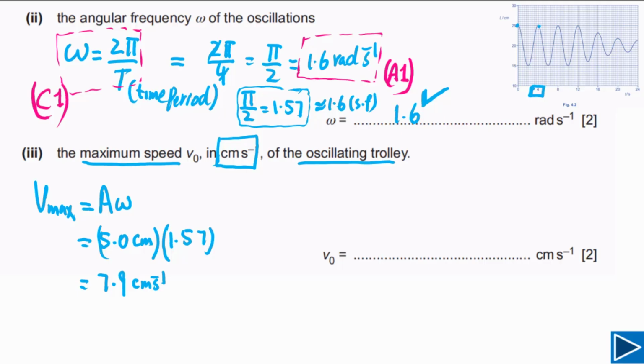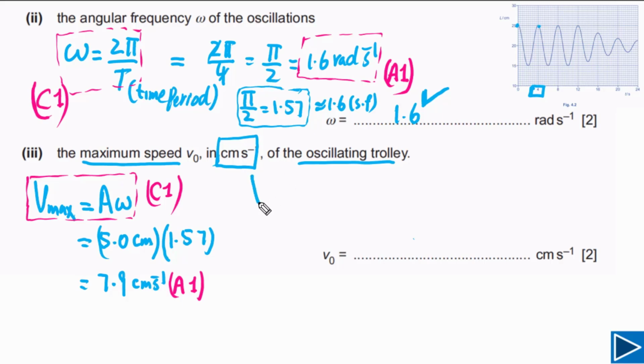The first mark is if you have used this formula. If you have written this one, you will get 1 mark, and that is the C1 mark. Then the second mark is the answer mark. If you have got the right answer, you will get 2 marks. But if your answer is wrong, you have written this one, you will get 1 mark. So always start by writing the formula and then plug in numbers and then do calculations.